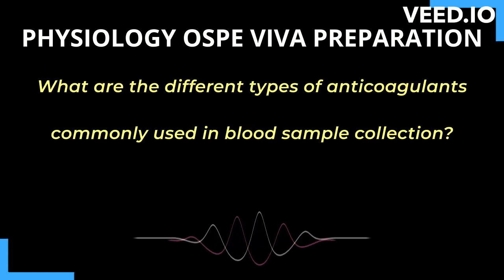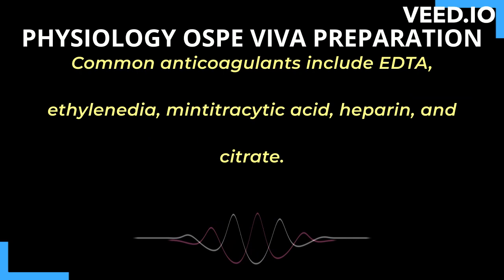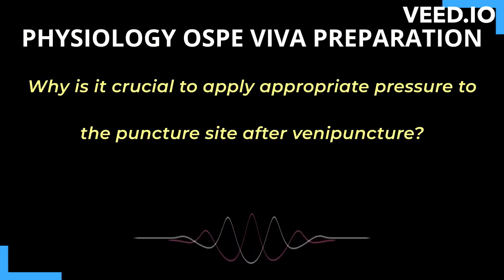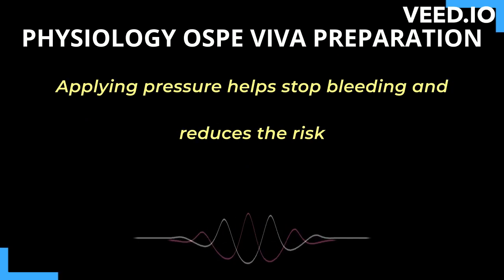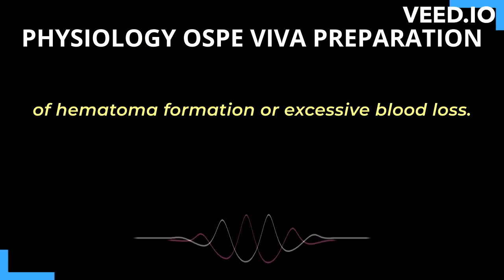What are the different types of anticoagulants commonly used in blood sample collection? Common anticoagulants include EDTA, ethylenediaminetetraacetic acid, heparin, and citrate. Why is it crucial to apply appropriate pressure to the puncture site after venipuncture? Applying pressure helps stop bleeding and reduces the risk of hematoma formation or excessive blood loss.